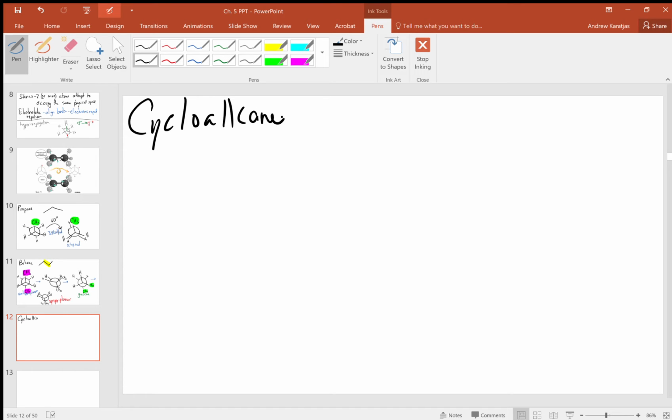So now we're going to start looking at cycloalkanes. Cycloalkanes, as you might have guessed from the description, are when we have a series of carbon atoms that form a ring. And so the first thing we need to be able to do is talk about how we name them.